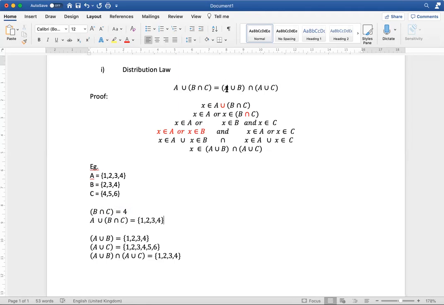What about the right-hand side? A or B is all the elements in A or B, so that would be 1, 2, 3, 4. What about A or C? We would have 1, 2, 3, 4, 5, 6 all together. But we have the intersection in between, so we look at the common elements between A or B and A or C. That only consists of 1, 2, 3, 4. So in this case, we have proved the left-hand side equals the right-hand side of the distribution law.